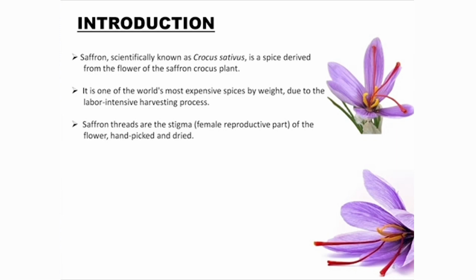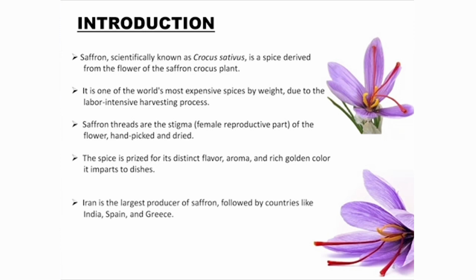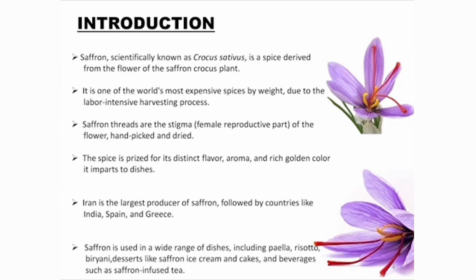Generally, saffron is hand picked, and after that it is dried. Saffron spice is prized for its distinct flavor, aroma, and rich golden color, which it imparts to dishes. Iran is the largest producer of saffron, followed by countries like India, Spain, and Greece. Saffron has a wide range of uses in dishes, including paella, risotto, and biryani. We also use it in making desserts like saffron ice cream and cakes, and sometimes in beverages such as saffron-infused tea.